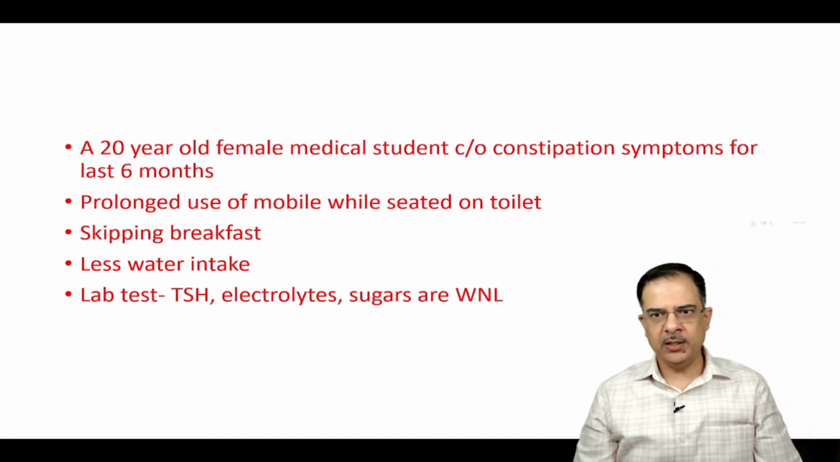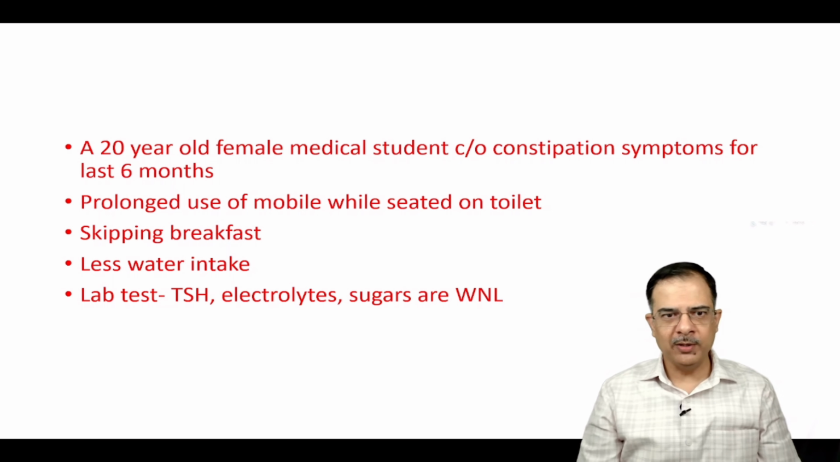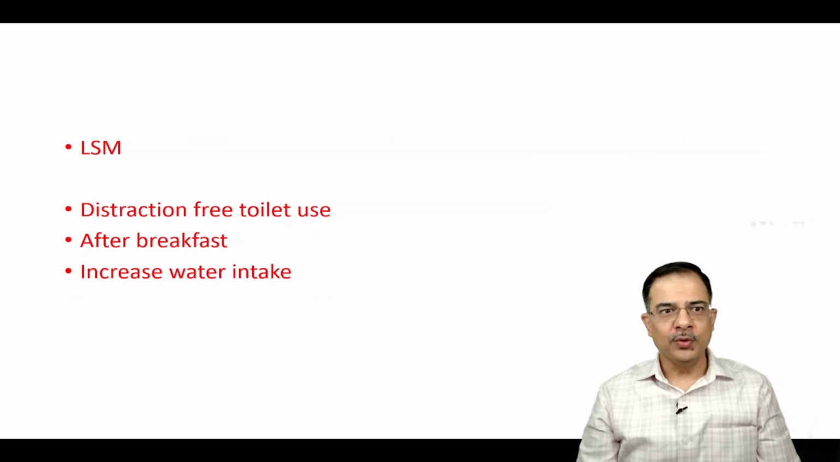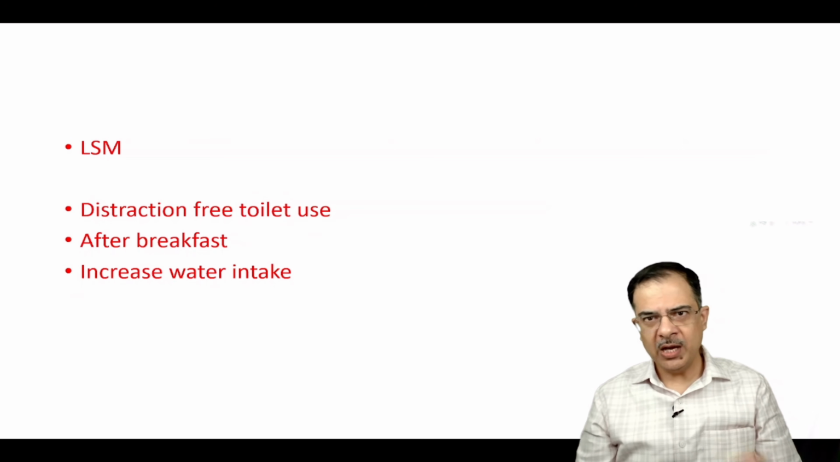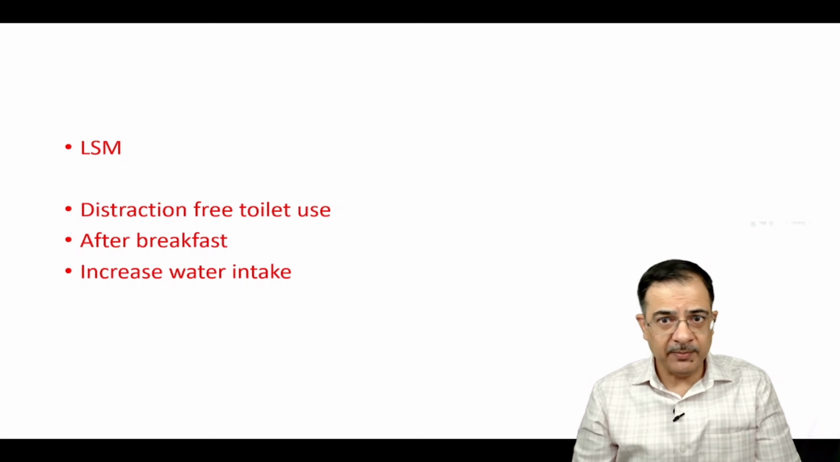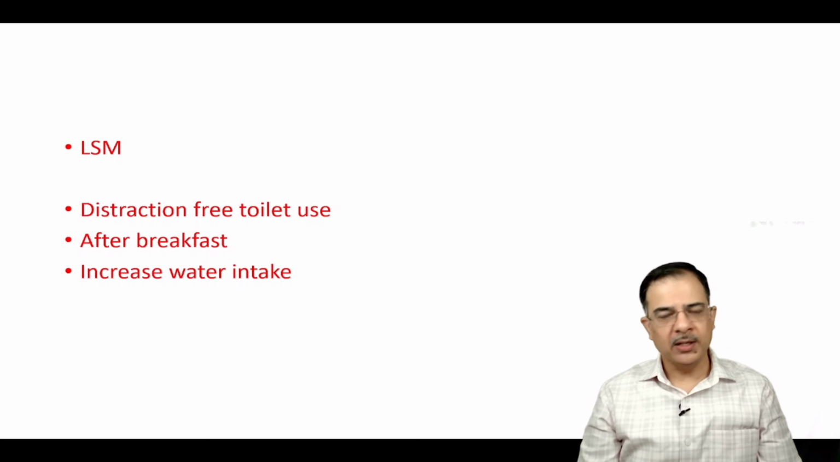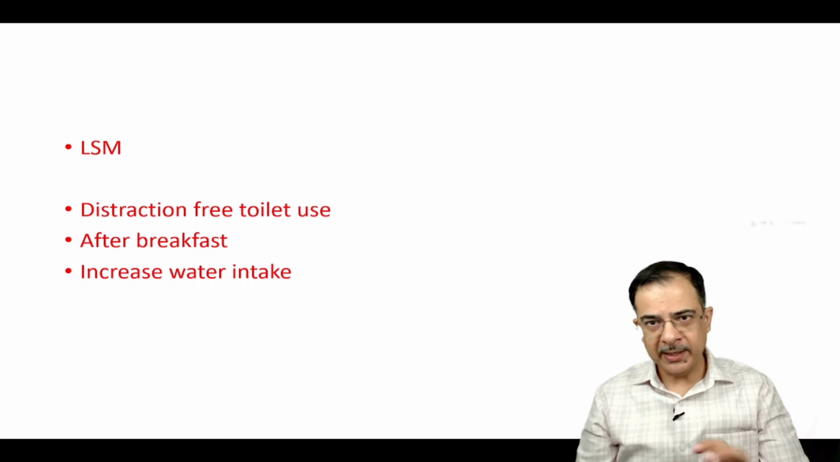A medical student complained of constipation symptoms, and in the history the patient was using a mobile while seated on the toilet, a very common problem. Skipping breakfast to attend the morning lectures, less water intake, lab tests were normal. So what will you do? So here we will go for lifestyle modification. As such, a young patient, no warning signs, no need for colonoscopy. So we advise distraction-free toilet use after breakfast. The patient was advised to take breakfast early and then go to the toilet and increase water intake. Yes, the patient improved. Our medical student improved.